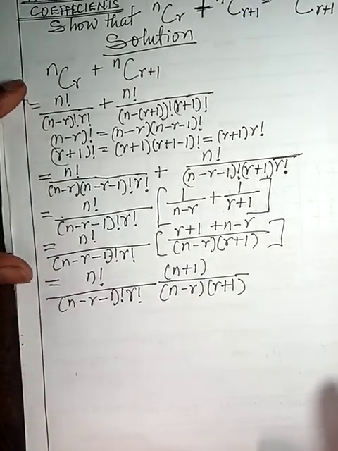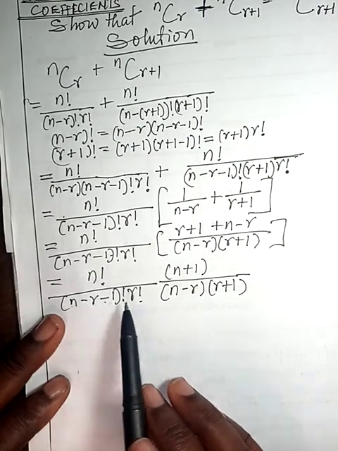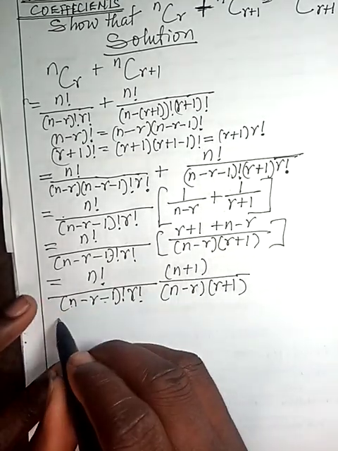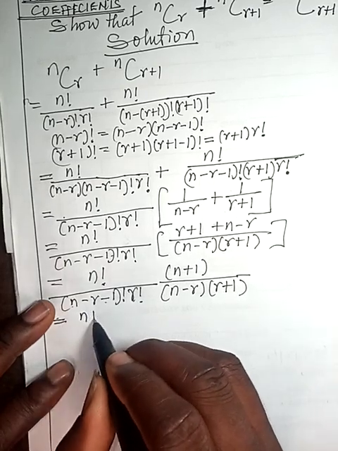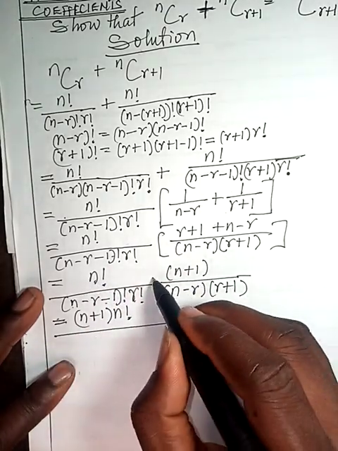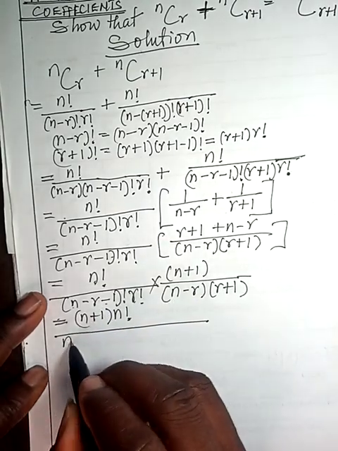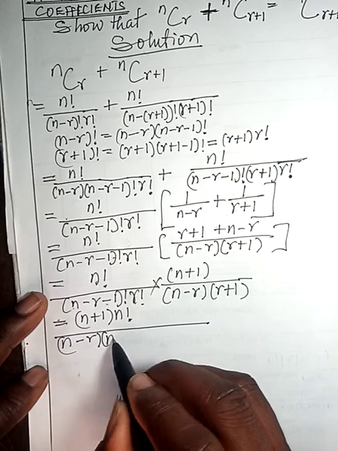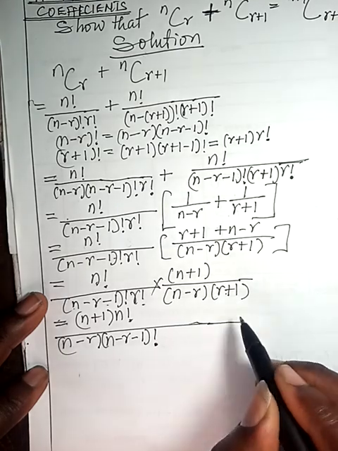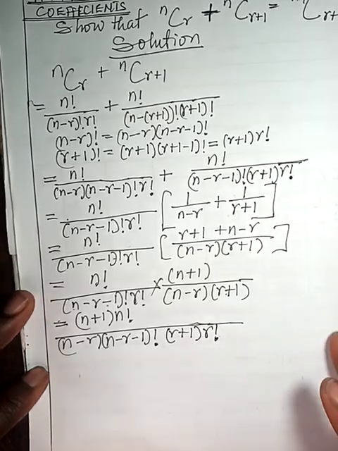Okay, now we have to establish some relationship. First of all, this and this can be combined. This and this can also be combined. So let me rewrite this as N plus 1 into N factorial. That's this and this. Remember, there's a multiplication sign here. And then I'm bringing this and this together: N minus R into N minus R minus 1 factorial. And then I'm bringing this and this together: R plus 1 into R factorial.